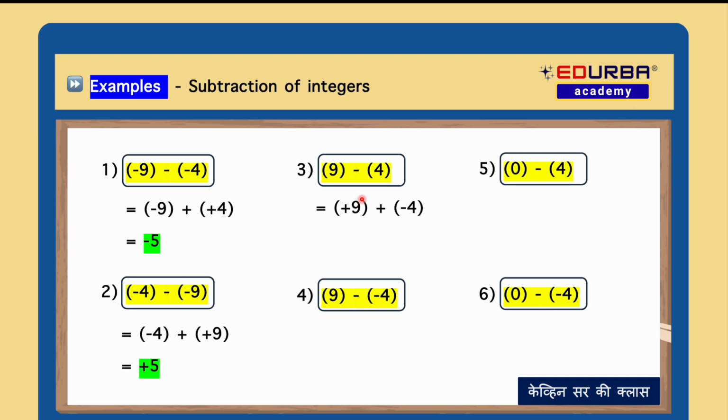So here also we have a combination of one positive and one negative. So it will carry the sign of the bigger number, which is positive, and 9 minus 4 is going to be 5. So we are going to have plus 5 as our answer.